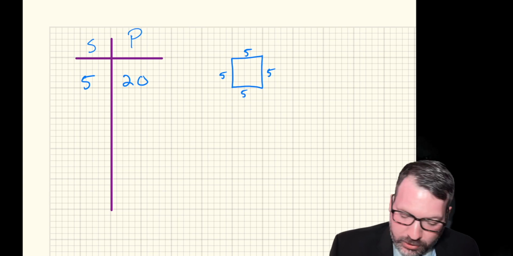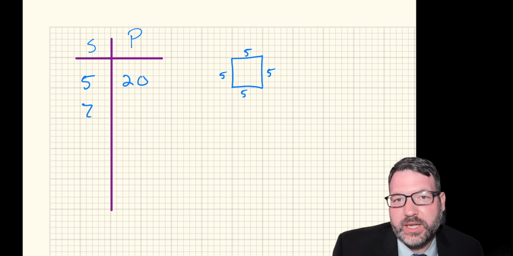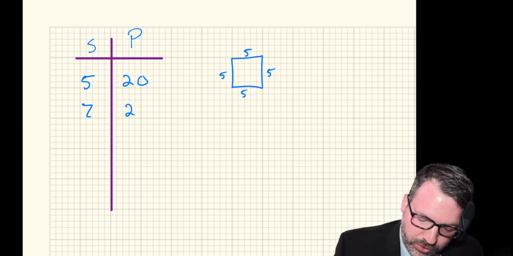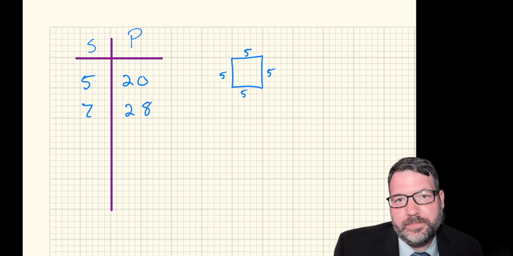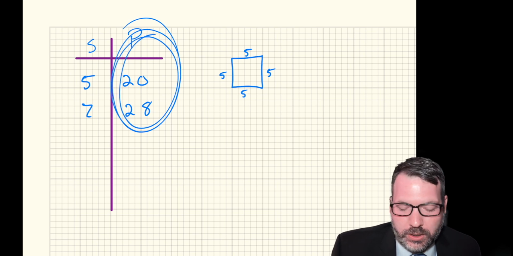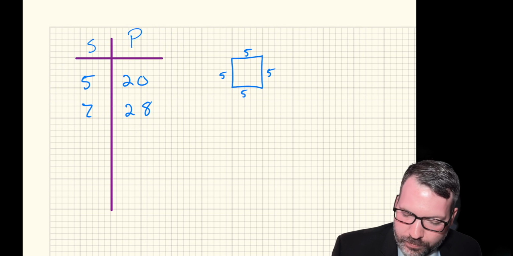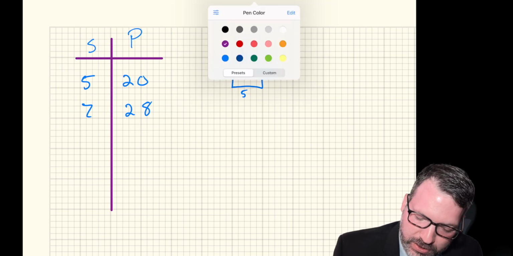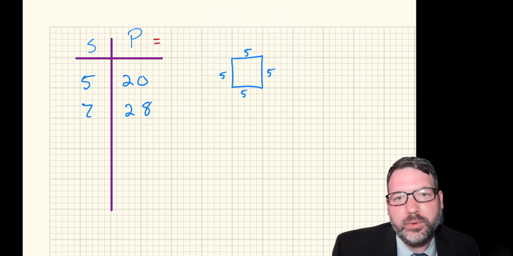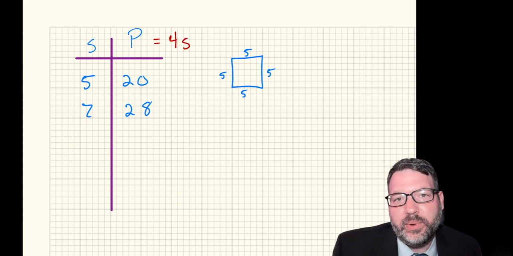What if we change the length of the side of the square to 7? Then we would have 4 sets of 7 instead, and so our perimeter would be 28. And we can do this as many times as we want. This is a function. Our perimeter is an output that is related to the input of the side length of the square. Specifically, you can probably tell, every time we want to find the perimeter, we take the side length and we simply multiply it by 4.